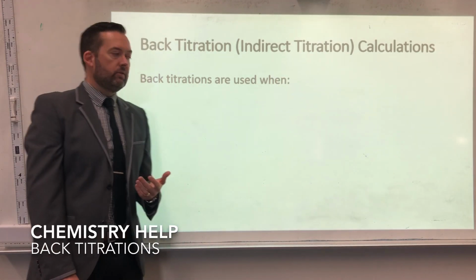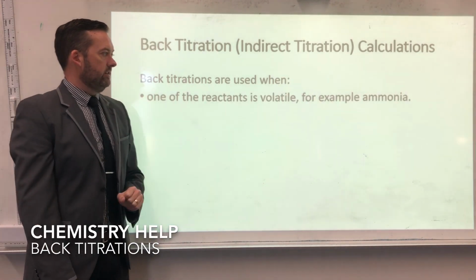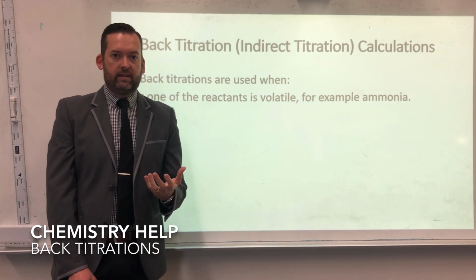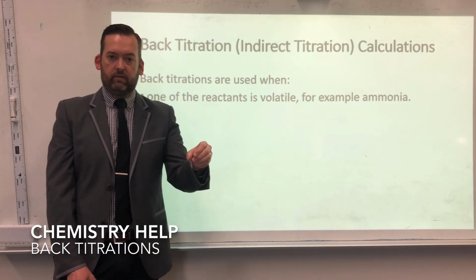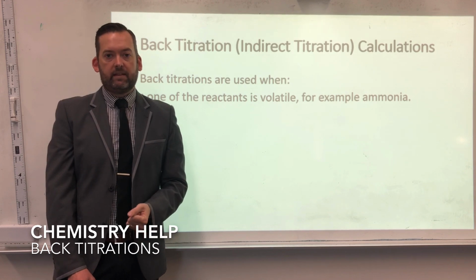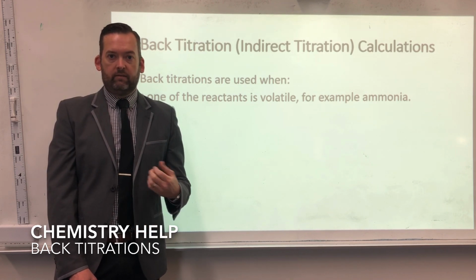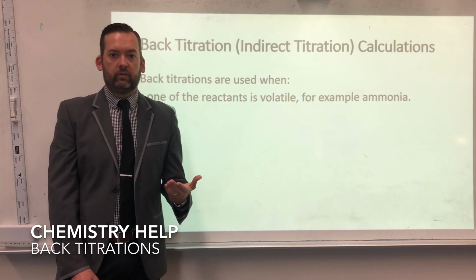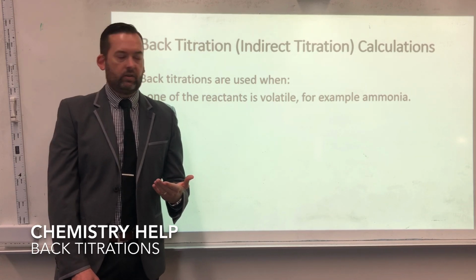Okay, back titrations, why do we use them? All right, so the first thing, we use them when one of the reactants is volatile, for example, ammonia. So that means that it changes to a gas really easily. So if you have a typical titration where you have your flask and you're swirling it, what happens is that agitation will change the volatile component from the liquid form or the dissolved form to a gas, and we lose moles. So that's not going to give us a very good result.